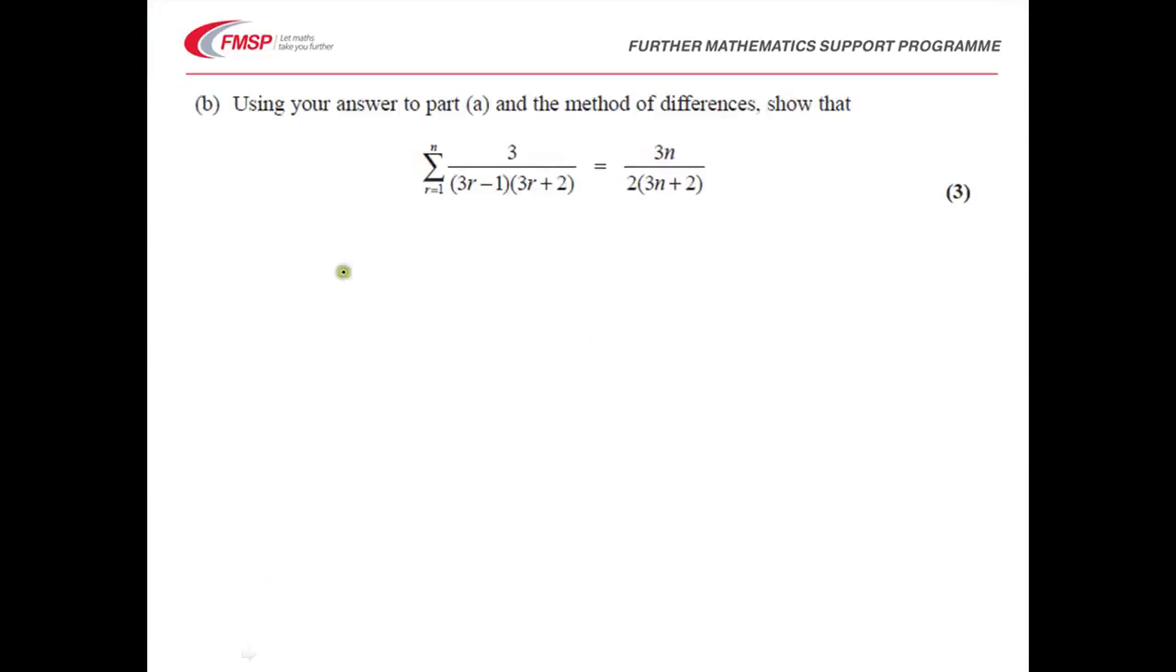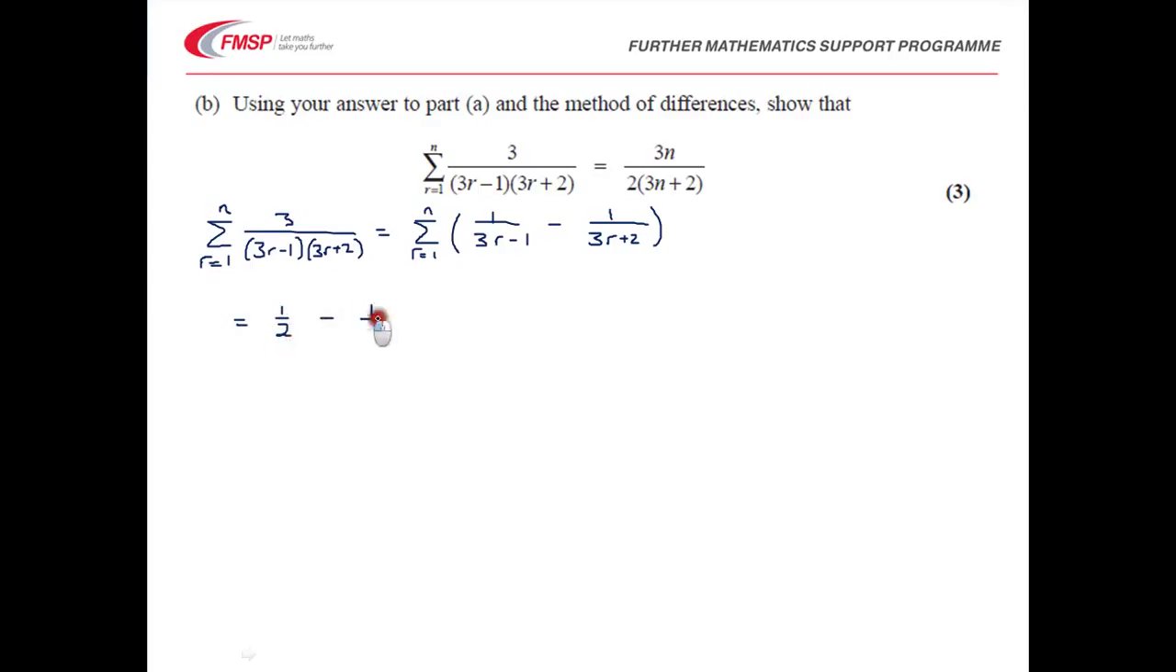So part B, using my answer to part A. So I've got the sum from r equals 1 to n of 3 over 3r minus 1, 3r plus 2. And I've just shown that that is equal to the sum from r equals 1 to n of 1 over 3r minus 1 minus 1 over 3r plus 2. I'm using the method of differences, so I'm just going to start writing out terms. If r is 1, then 3r minus 1 is 2, so that gives me a half. And 3r plus 2 is 5, so take away a fifth.